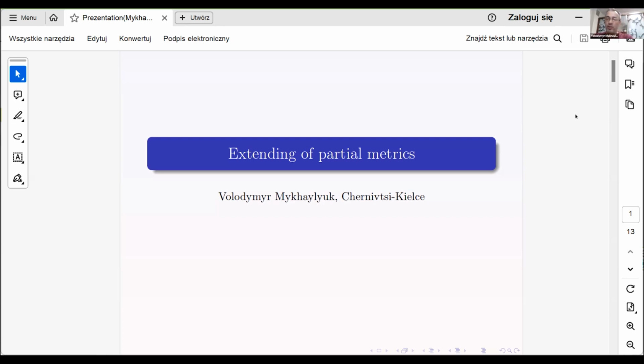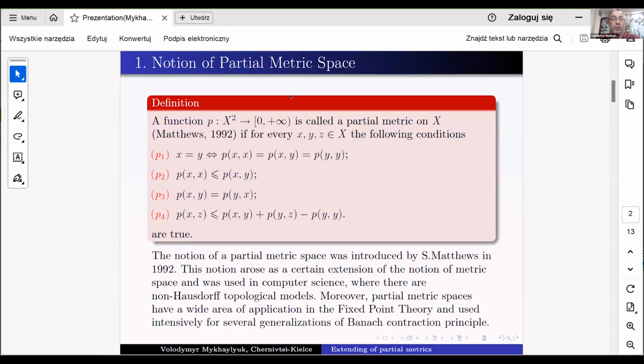First of all, I thank the organizers of the conference for the opportunity to participate and make my report. My report concerns the notion of partial metric and the extending of partial metrics. We start from the notion of partial metric space and partial metric.